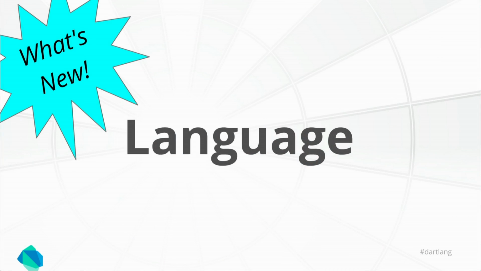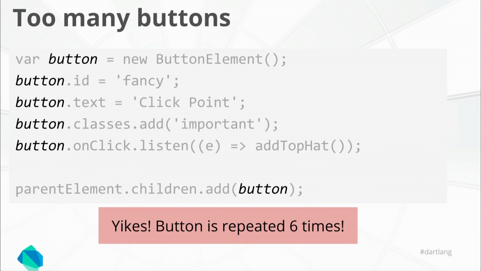OK, that was the lightning tour. Let's look at some of what's new. Let's start with the language. All right, here's a common thing that you always do, say, working with the DOM. You want to create a new button and set up the state of that button: ID, text, classes, click handlers. Well, in this particular case, I've repeated button 6 times.